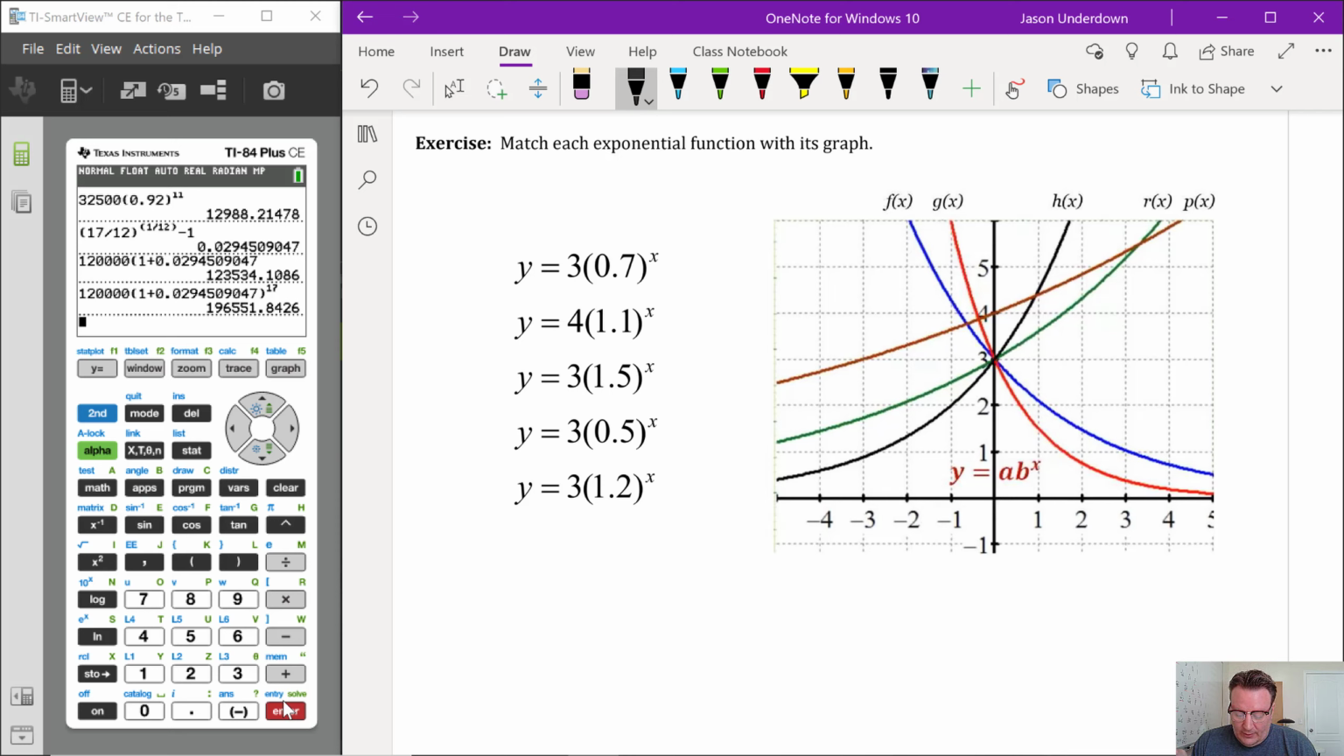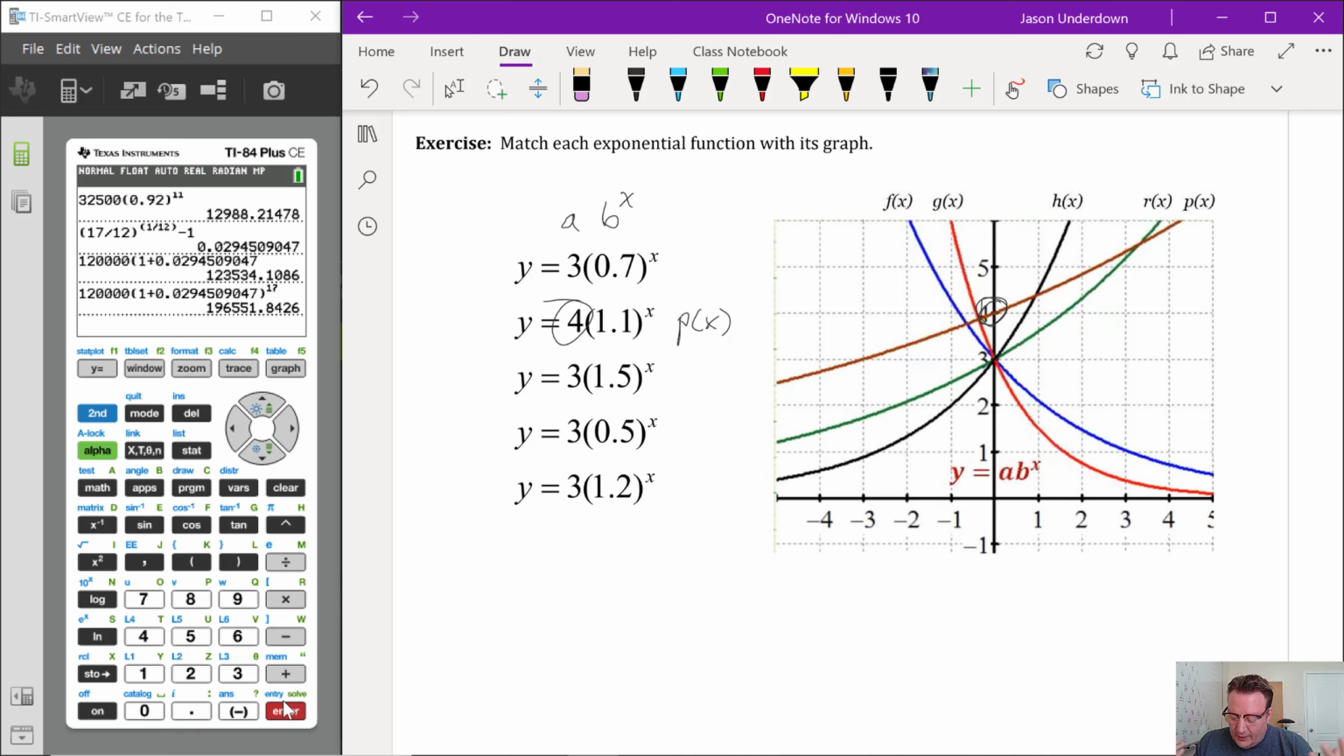Okay, so let's see here. The first thing I notice is that this is my A column here. This is my A, this is my B, and I've got B raised to the x power. Okay? And the A, remember, it gives us our y-intercept. So there's only one function that has an A value of 4. And that must correspond with this function right here that has a y-intercept of 4. So this second function has to be p of x. Okay? Because it's the only one that goes through 4.